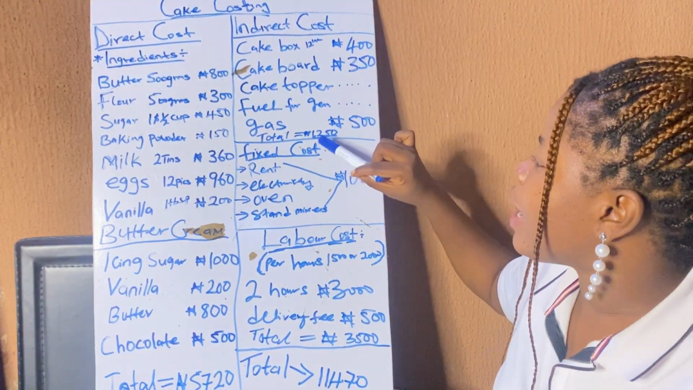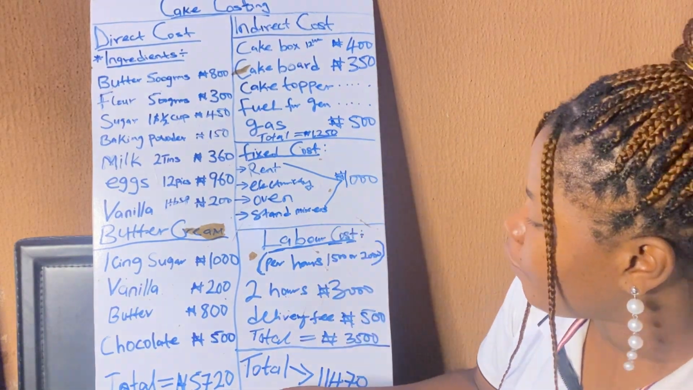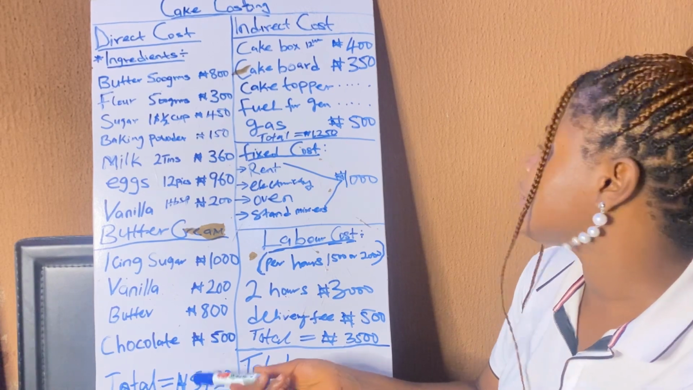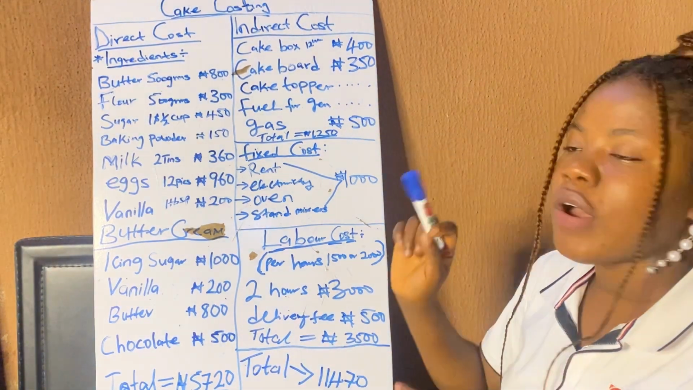Indirect cost, now we are having 1,250 naira. You can see this one for 5,720 naira, and this one for 1,250 naira. Now we'll go to our fixed cost.